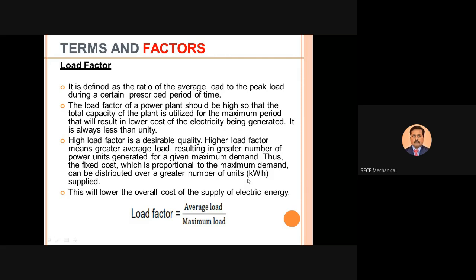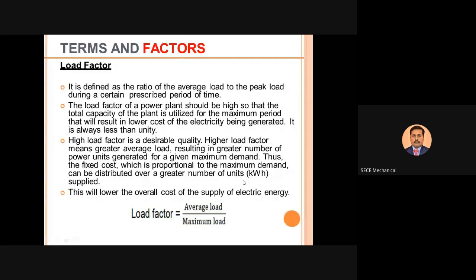With your average load and maximum load values, if you calculate the load factor, it will be equal to or less than unity. That means less than 1. That is the meaning. So this is very important information. You have to keep it in mind.